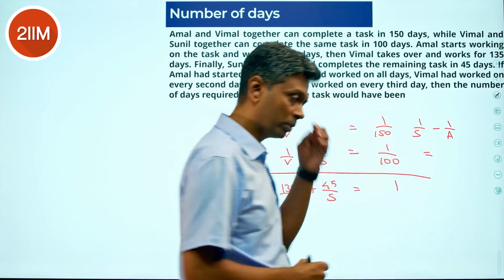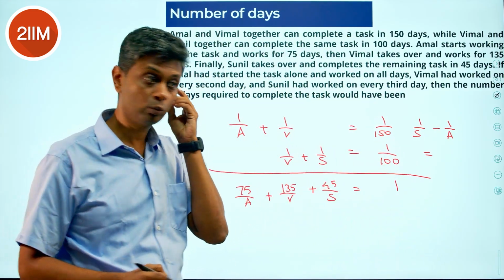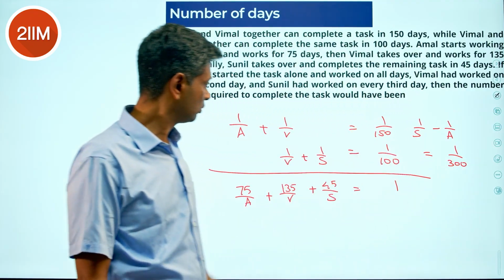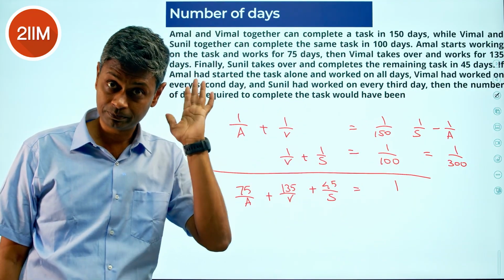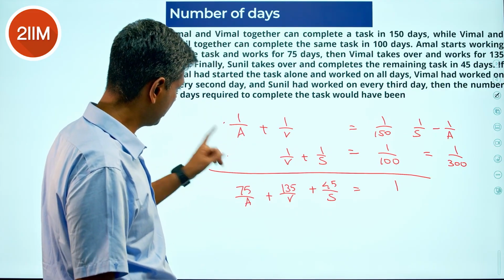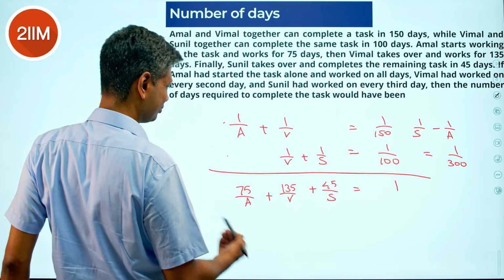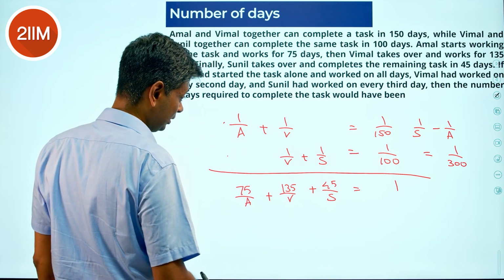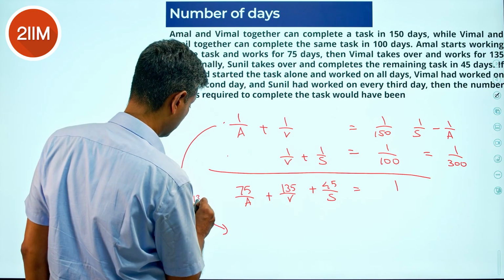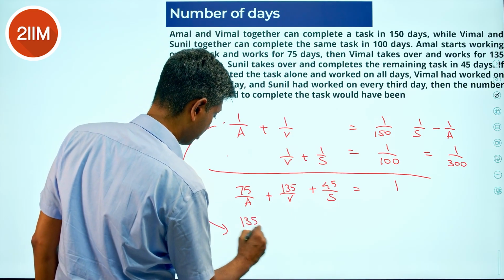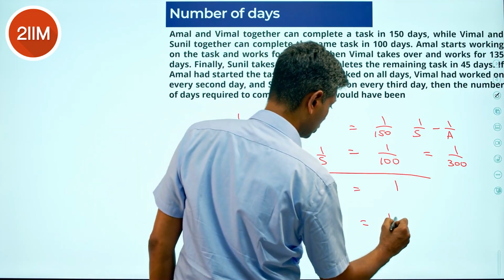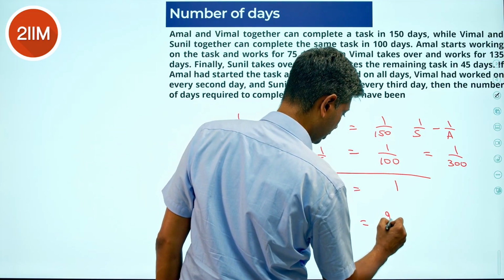1 by 100 minus 1 by 150. 3 by 300 minus 2 by 300 is 1 by 300. From these two equations, we eliminated V. What do we do? We again eliminate V by multiplying either this equation or this equation. Let's hypothetically take this one. Multiply this by 135: 135 by A plus 135 by V equals 135 by 150, 9 by 10.